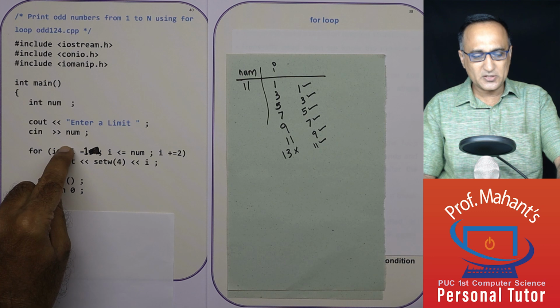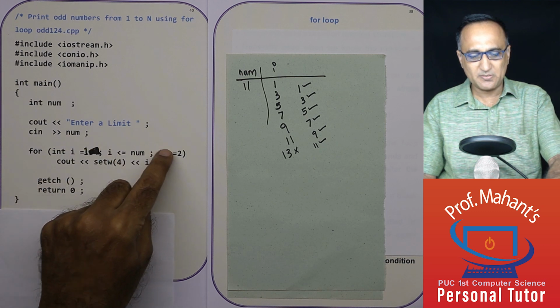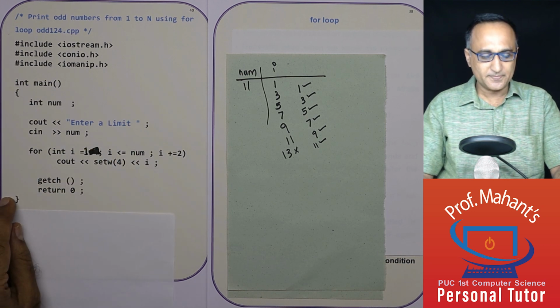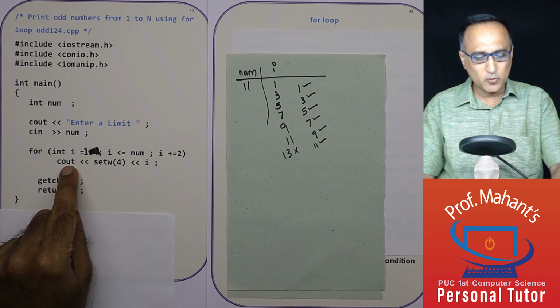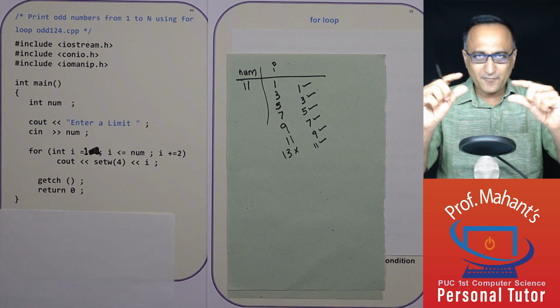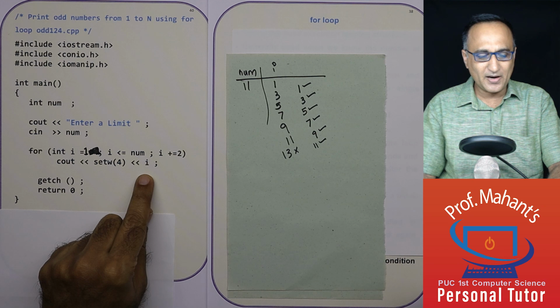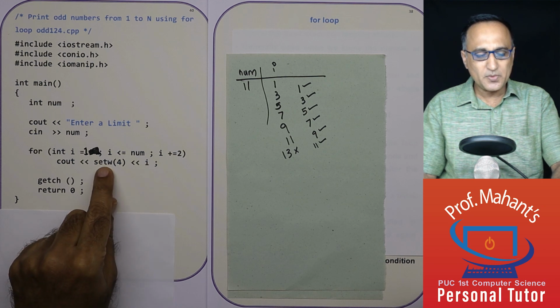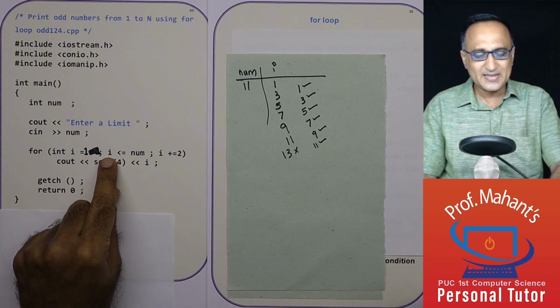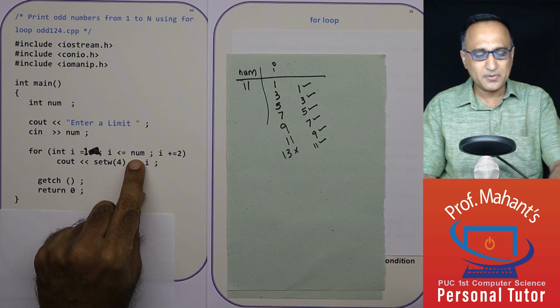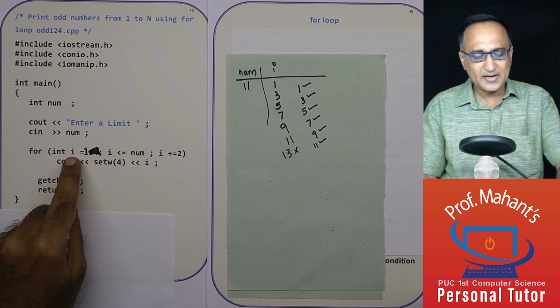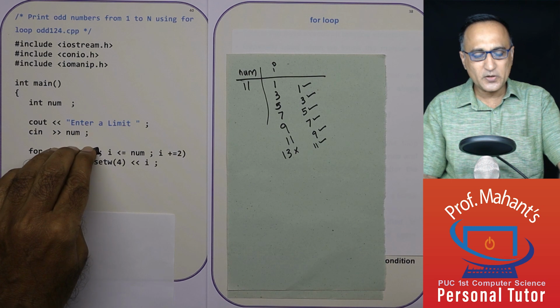So this can be one expression, this can be another expression, and this can be the third expression. When I'm doing cout setw, in the width of 4 spaces, I'm printing the value of I. This statement is going to be executed as long as the value of I is less than or equal to num. So this step, int I assigned the value 1, happens only once.